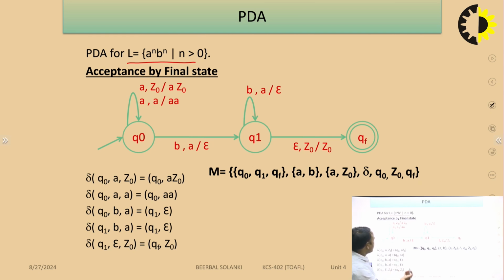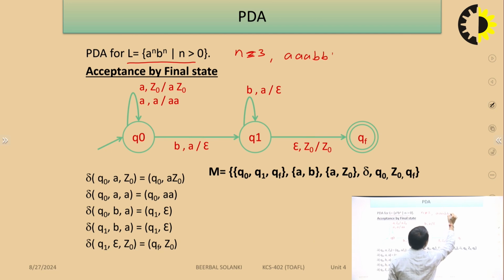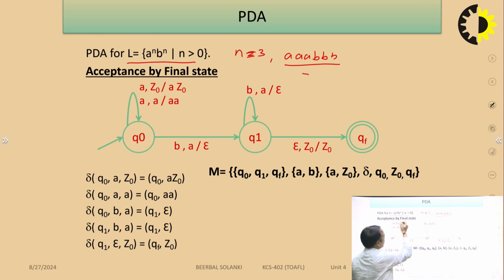We start from the initial state. How is the transition function written for the given language? Here a to the power n, b to the power n is the language. Suppose n equals 3, so the string will be a a a b b b. How can we write the transition function for the given language? Here we write the transition function.